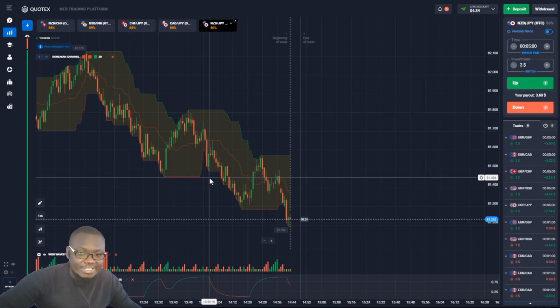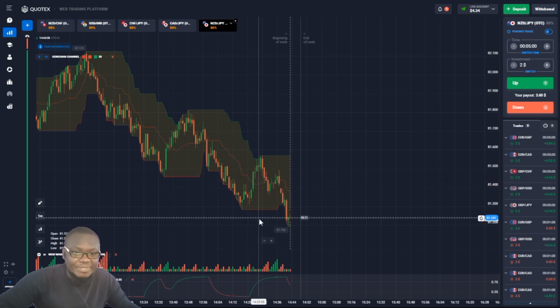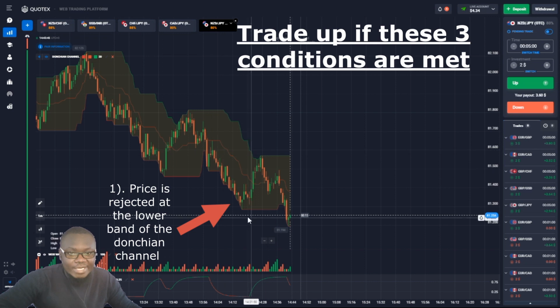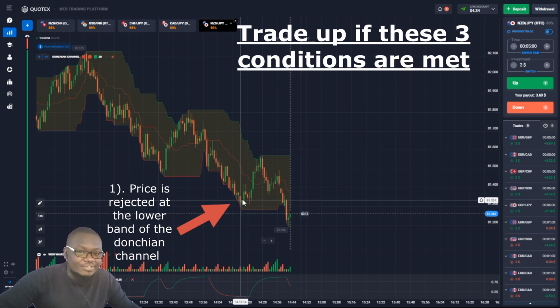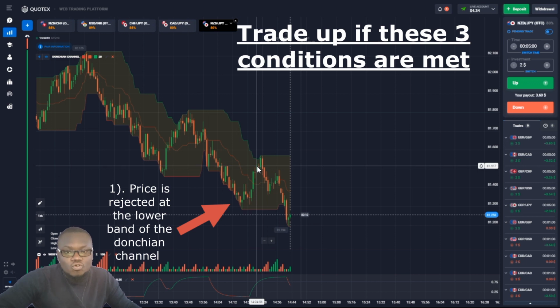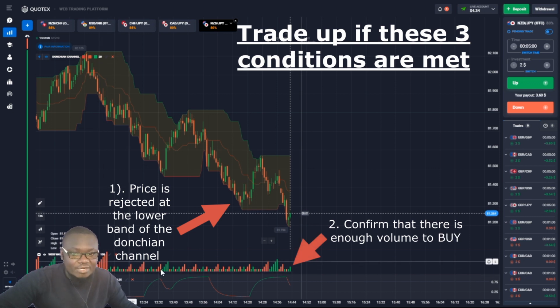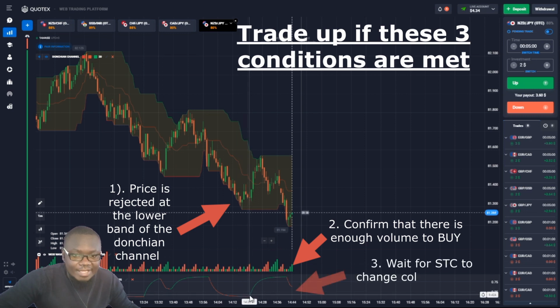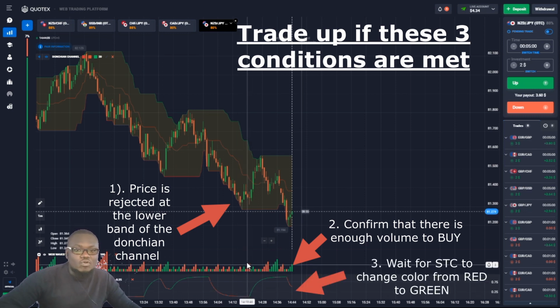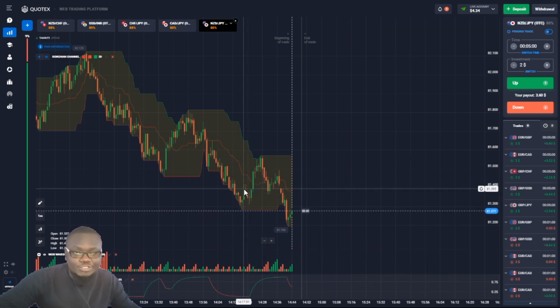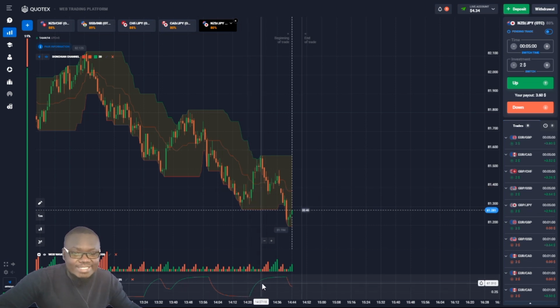Again, in summary, just to remind you of what we'll be looking for, we will be trading reversals. For example, an area like this where the price has gone to the lower band of the Donchian channel and it reverses and takes a different turn to go up. It makes an even better entry if there is a lot of volume in the market, and the STC corresponds with the color that we are looking for. If the market is going up, obviously it should be green, and we should look at the STC and confirm that it is also showing green.